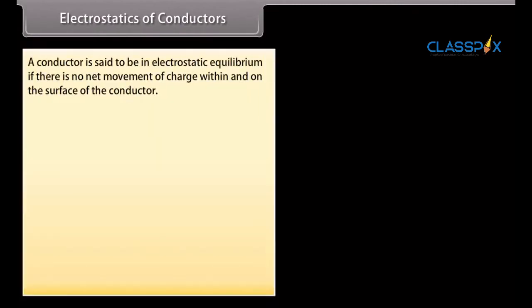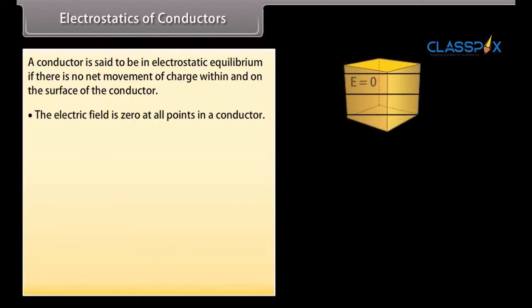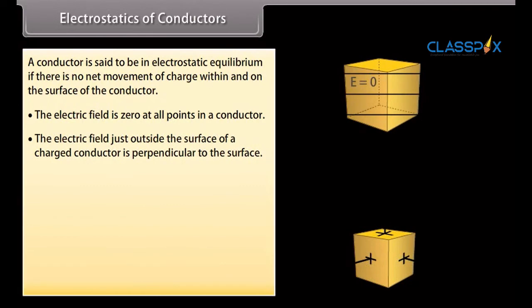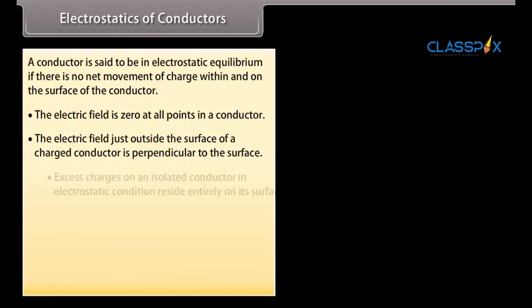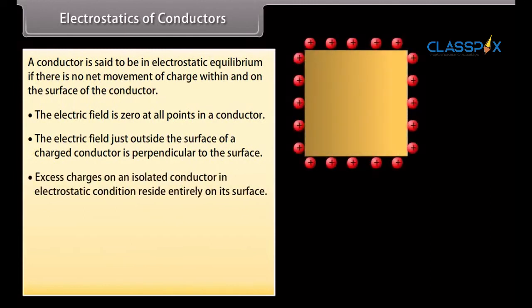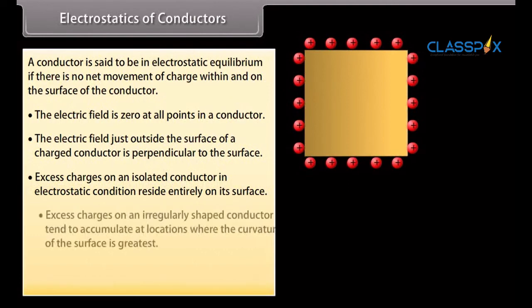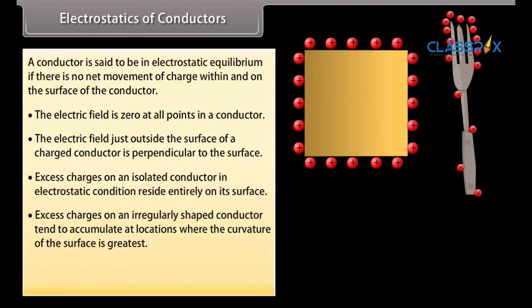Electrostatics of conductors. A conductor is said to be in electrostatic equilibrium if there is no net movement of charge within and on the surface of the conductor. The electric field is zero at all points in a conductor. The electric field just outside the surface of a charged conductor is perpendicular to the surface. Excess charges on an isolated conductor in an electrostatic condition reside entirely on its surface. Excess charges on an irregularly shaped conductor tend to accumulate at locations where the curvature of the surface is greatest.